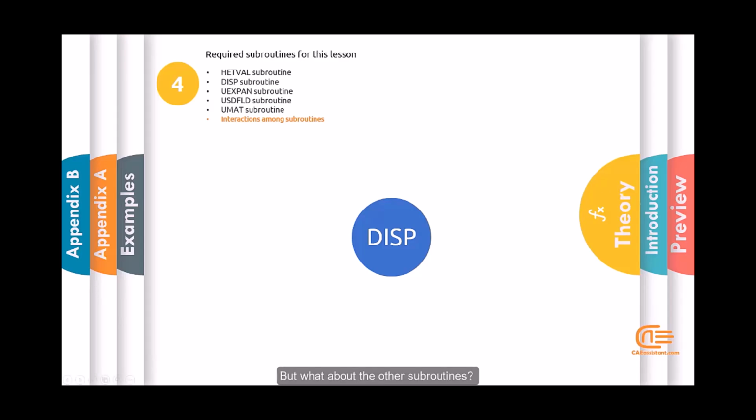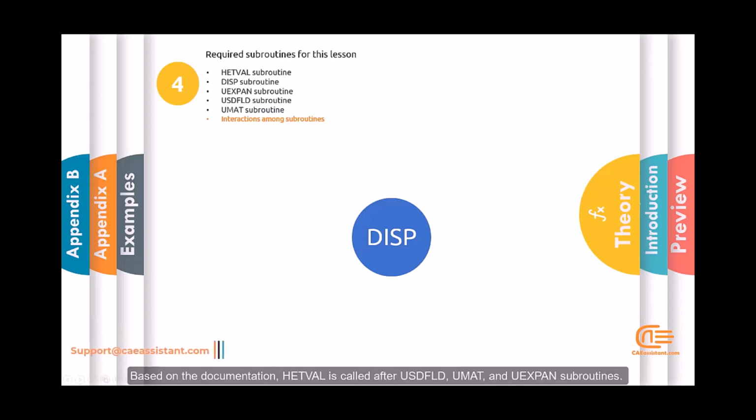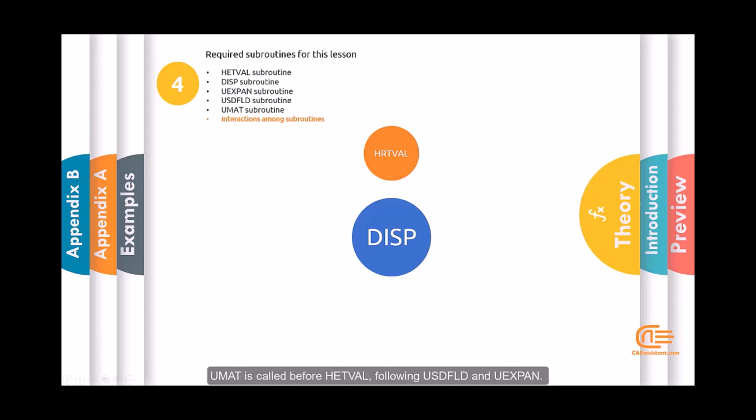But what about the other subroutines? They work together since they all rely on state variables. But what is their order of call? Based on the documentation, HETVAL is called after USDFLD, UMAT, and UEXPAN subroutines. Therefore, it utilizes the latest values of state variables from other subroutines. UMAT is called before HETVAL, following USDFLD and UEXPAN. The UEXPAN subroutine is called after USDFLD.